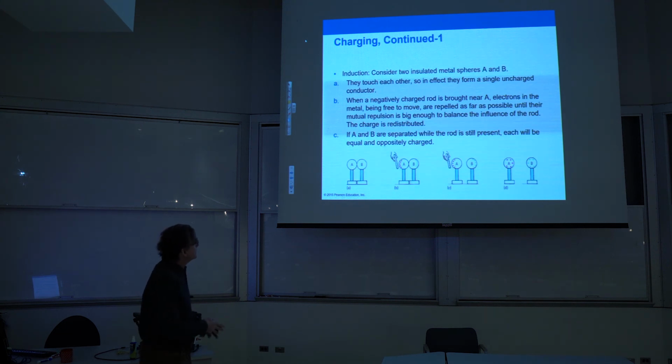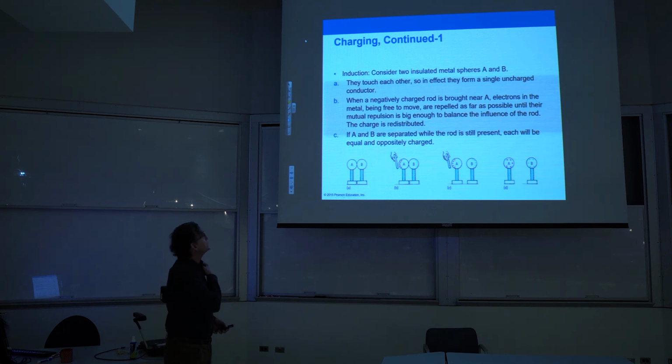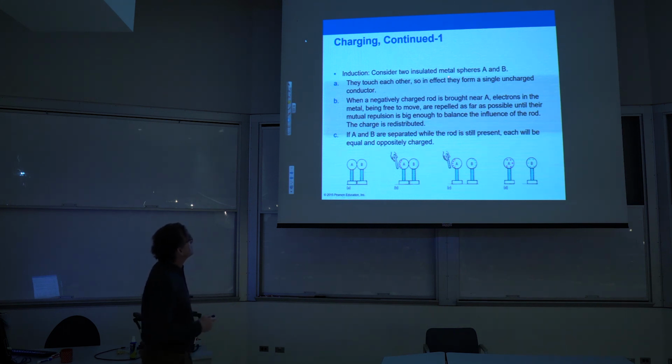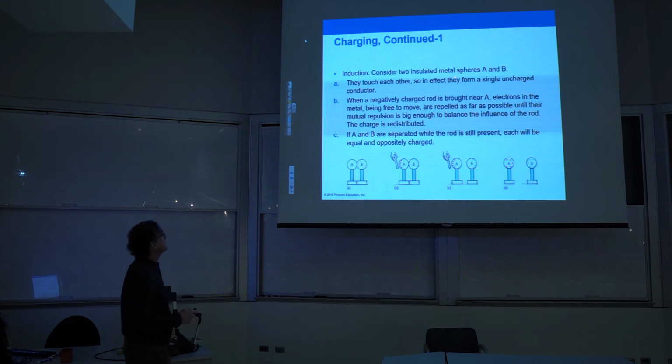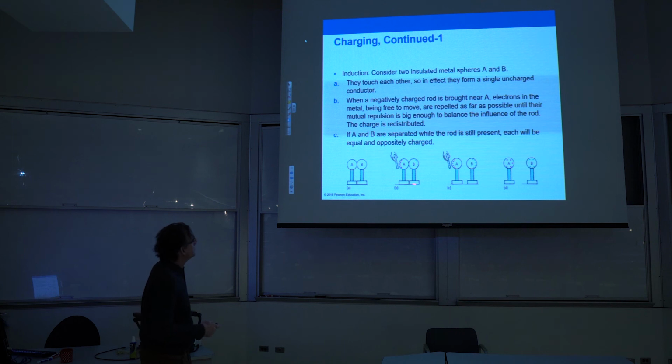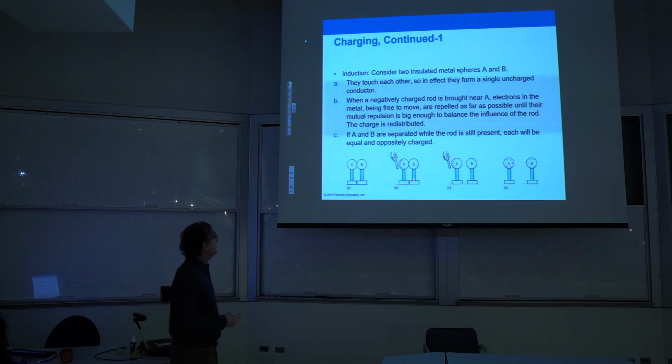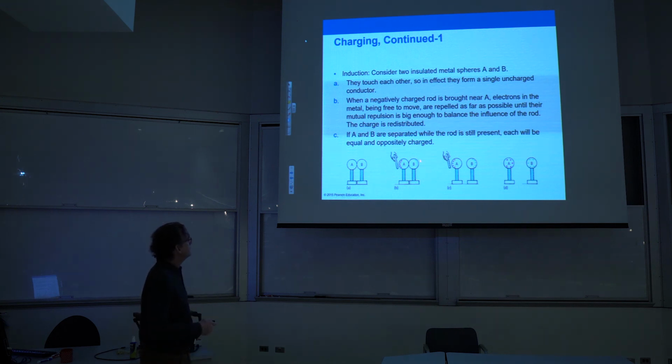The other way in which we can create charges is what's known as induction, charge induction. And in this case, we consider two insulated metal spheres. So that means that the bases are made up of insulators, so no electrons can move into or leave the spheres that you see in the pictures here. When they touch each other, in effect they form a single uncharged conductor.